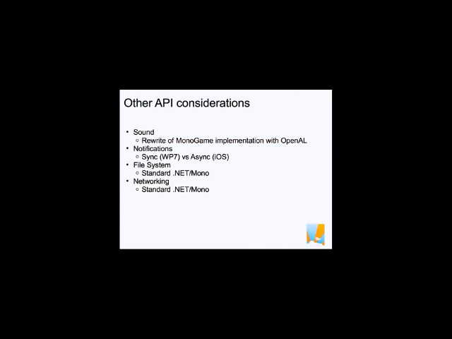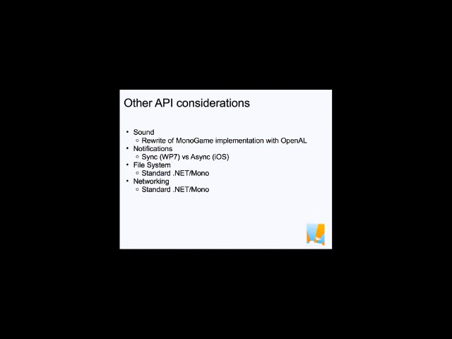Notification was something we also had to work around, because on Windows Phone, most of the notifications are synchronous. So if you pop up a message box, that message box will hold the execution of the code until the user dismisses it. On iOS, it's different. It's asynchronous, so you have to implement some kind of callback system for when the user clicks on a particular button in the message box. And the last points are the file system and networking. Pretty standard .NET Mono stuff here, so this is the power of .NET. Nothing special to do.